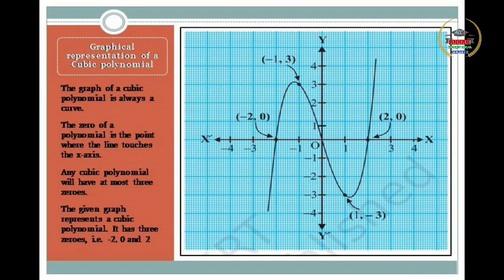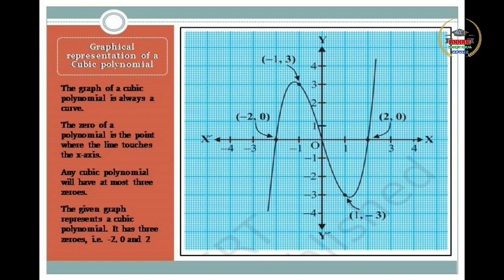The graph of a cubic polynomial will be a curve like this. The zero of the polynomial is the point where the line or the curve touches the x-axis. In the case of a linear polynomial alone, we will have a line. After that we will have only curves. So we are going to find at which points this curve touches the x-axis.